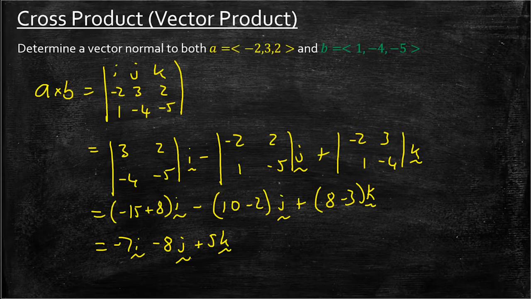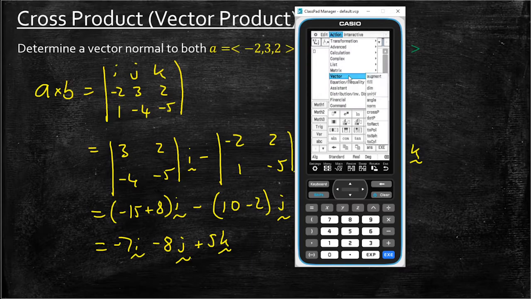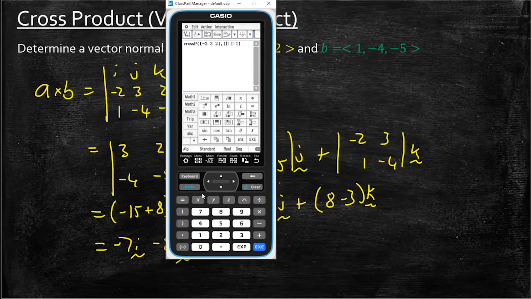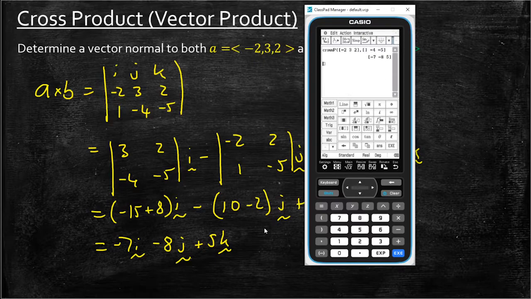How do we check that quickly in our ClassPads? Get your ClassPad out, go action, vector, cross product, and then we'll type in both of those vectors. Vector A is negative 2, 3, and 2, and vector B was 1, negative 4, negative 5. When you find the cross product, that gives us minus 7, minus 8, and 5. So I did it right.